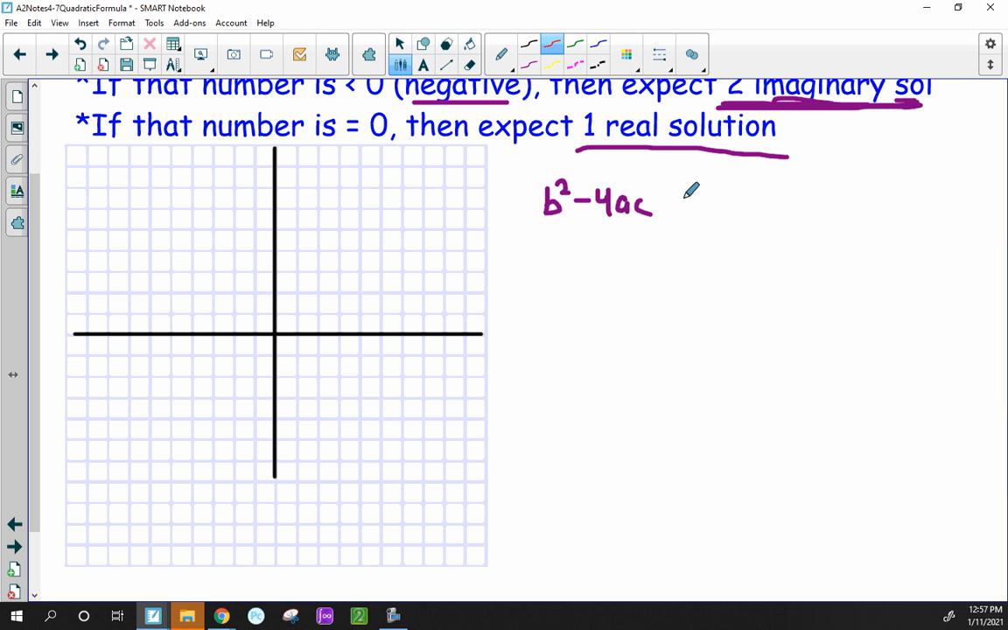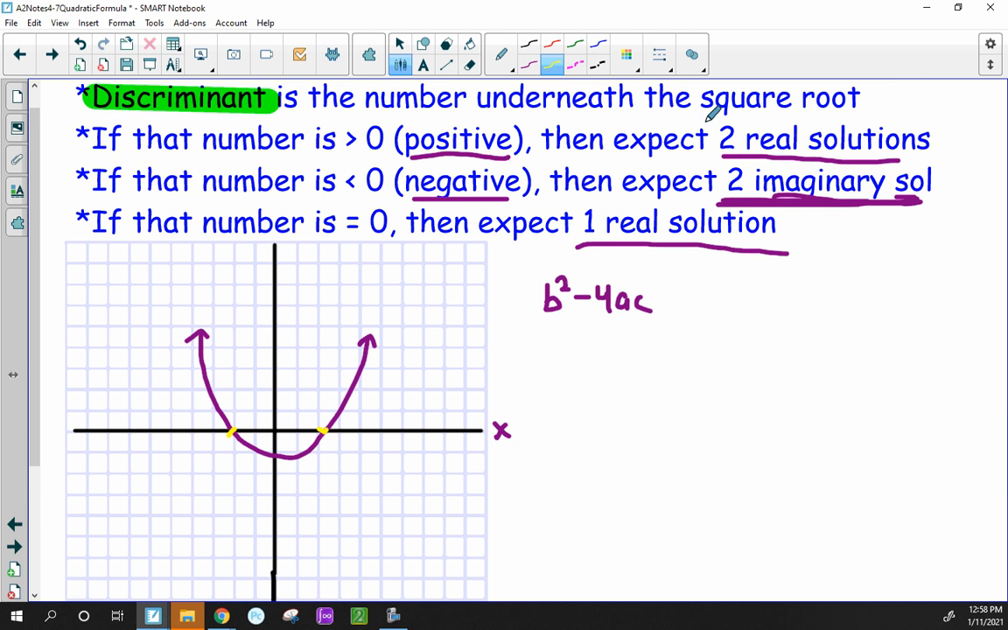When the discriminant is positive, what will happen in a graph is the parabola, because a quadratic equation will form a U-type graph, will cross the x-axis 2 times. I'm going to say that again. A quadratic equation forms a U-shaped graph every time. When that parabola, or that U-shaped graph, crosses the x-axis twice, then that's indicating that there are 2 real solutions. Okay, so that's when it's positive.